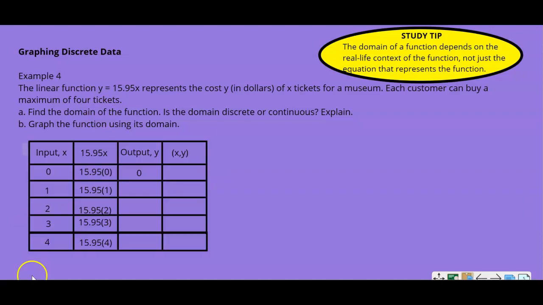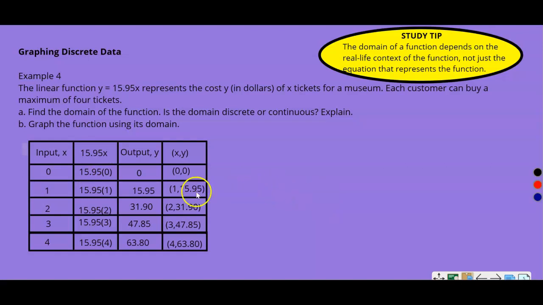I made a table where it has your x's, and it has your equation, 15.95x, and then it has your output. So take each one of these and just plug in your x and get your output. So go ahead and complete the table yourself. And then your x and your y together give you your ordered pairs. Once you complete the table, then we'll decide if this is discrete or continuous and explain. And then we need to graph the function using its domain.